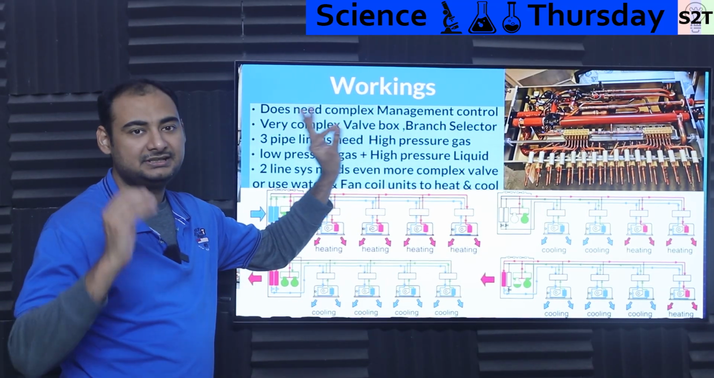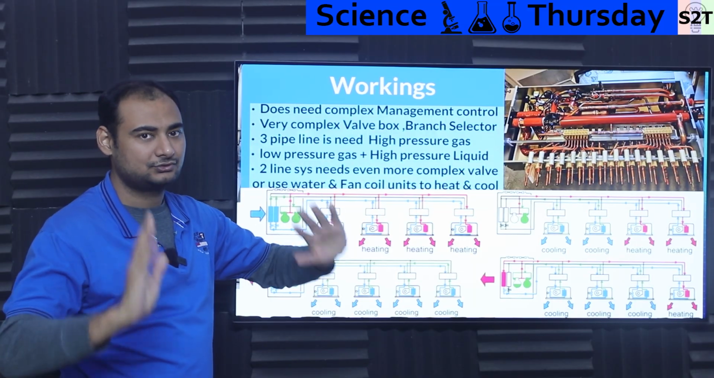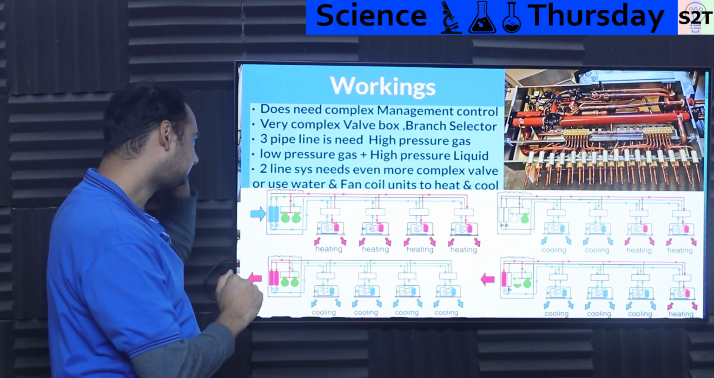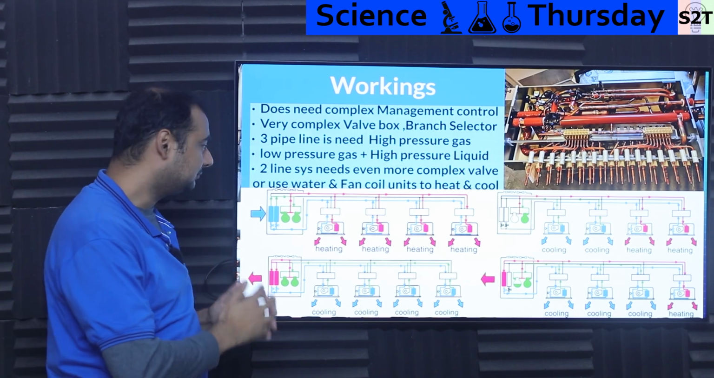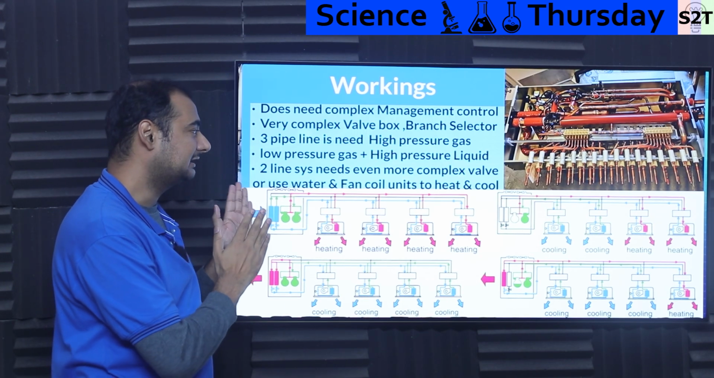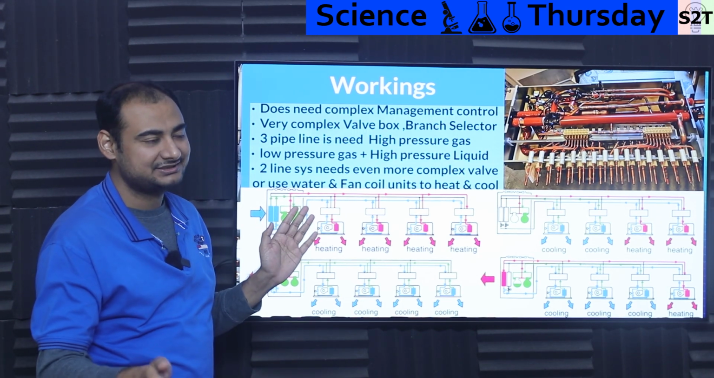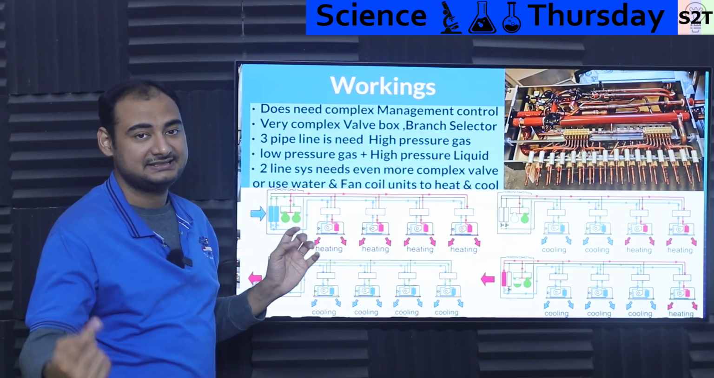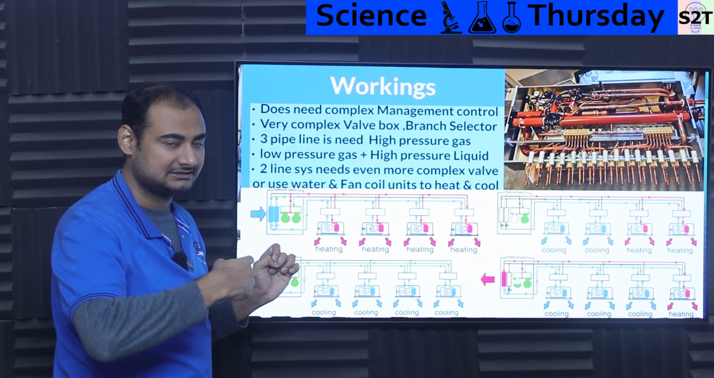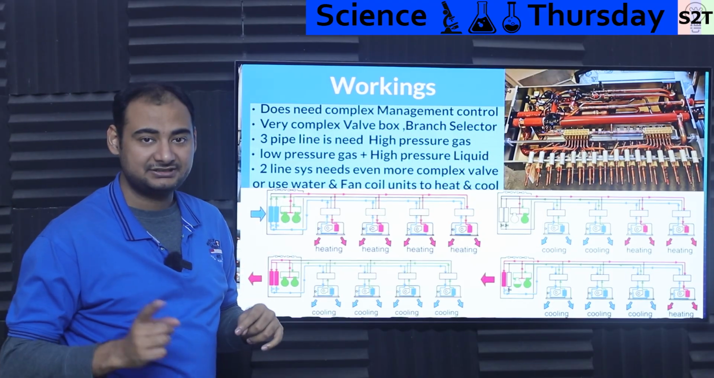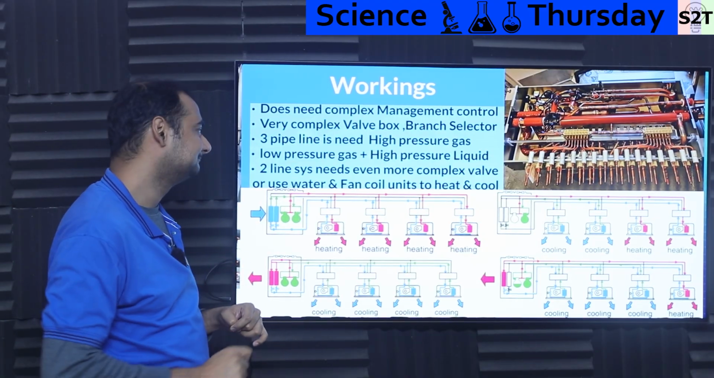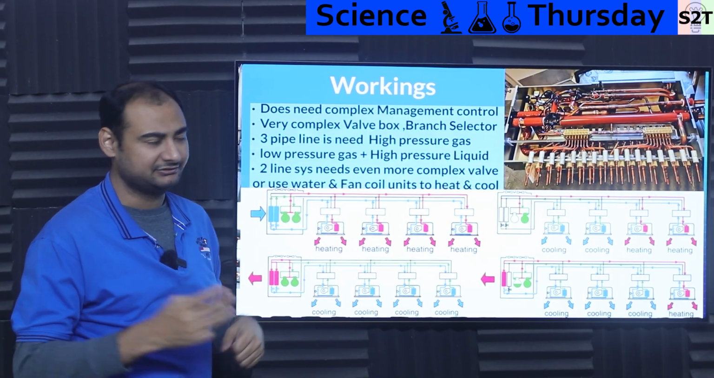High pressure gas is supposed to go to the heat exchanger to dump heat. Low pressure gas has to go to basically the compressor, and high pressure liquid is supposed to go to the evaporator. So that's why you need three of them.